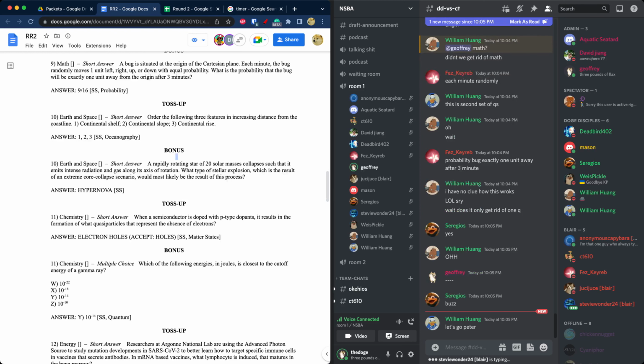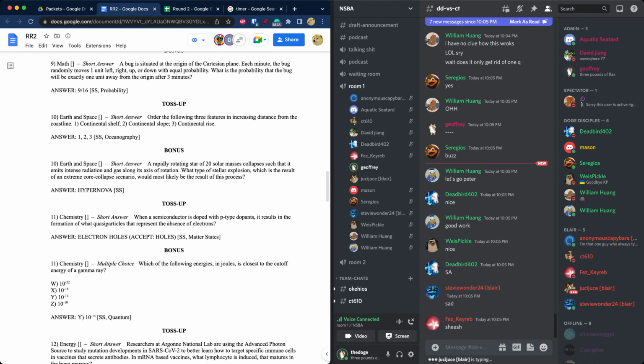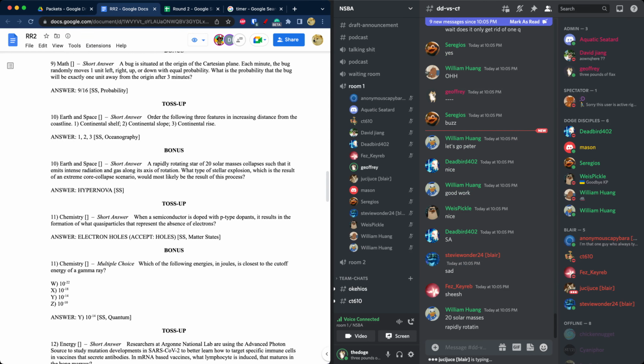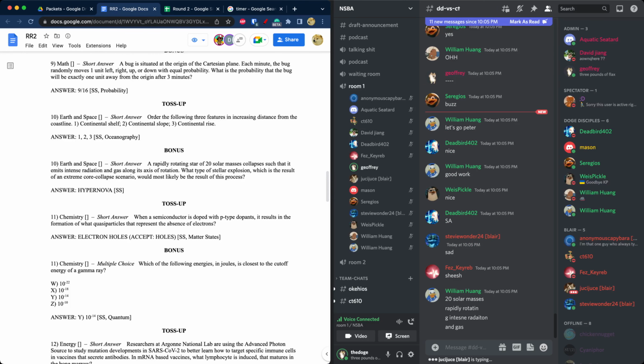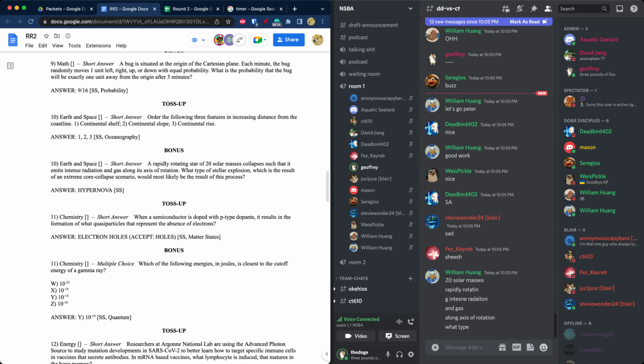Bonus Earth and space short answer. A rapidly rotating star of 20 solar masses collapses such that it emits intense radiation and gas along its axis of rotation. What type of stellar explosion, which is the result of an extreme core collapse scenario, would most likely be the result of this process?